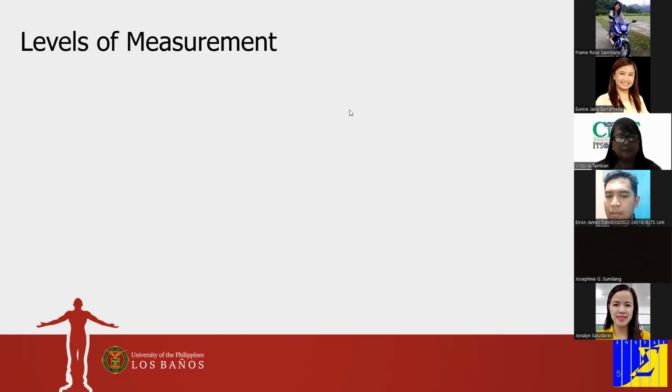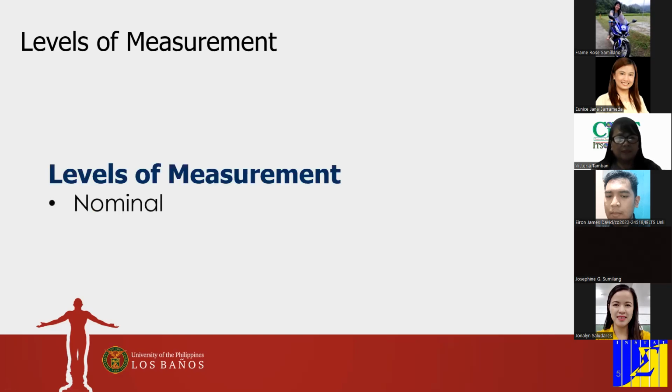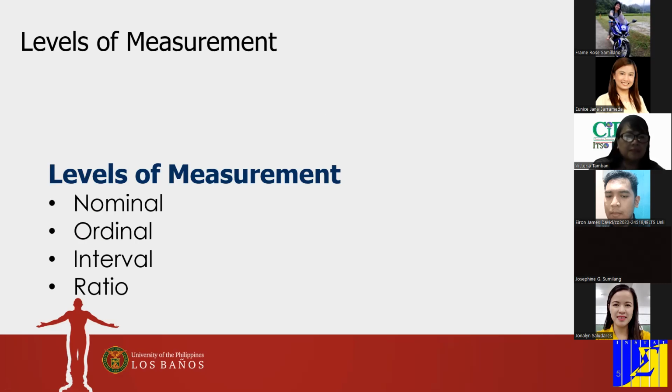Okay. So when we say level, so meaning it has the lowest level and the highest level, or may pinakamababa, may pinakamataas. And the lowest level is what we call the nominal level, followed by ordinal level, interval level, and the ratio level. Now, why do we need to discuss these levels of measurement? And our topic is about measures of association or correlation.